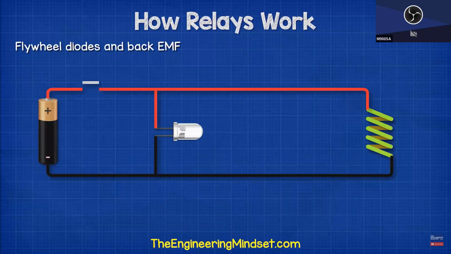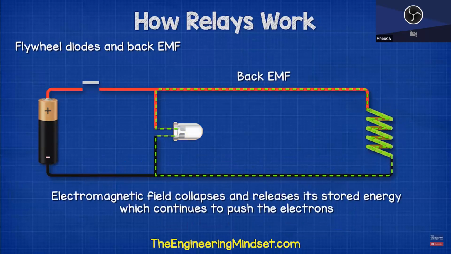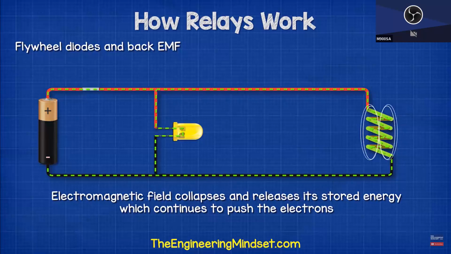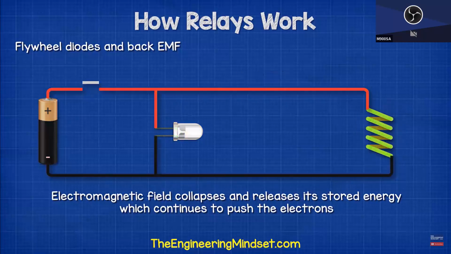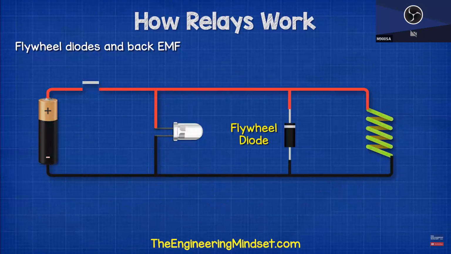Something you need to consider when working with electromagnets is the back EMF, or electromotive force. When we power the coil, the electromagnetic field builds up to a maximum point. The magnetic field is storing energy. When we cut the power, the electromagnetic field collapses and it releases the stored energy very quickly. This collapsing field continues to push the electrons, and this is why we get the back EMF. This is not a good thing because it produces large voltage spikes which damage our circuit. To overcome this, you can use something like a diode to suppress it.